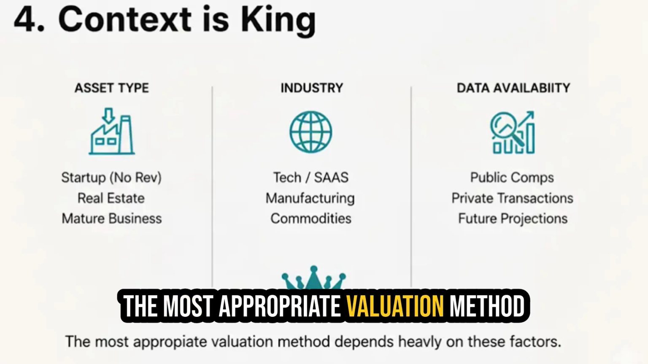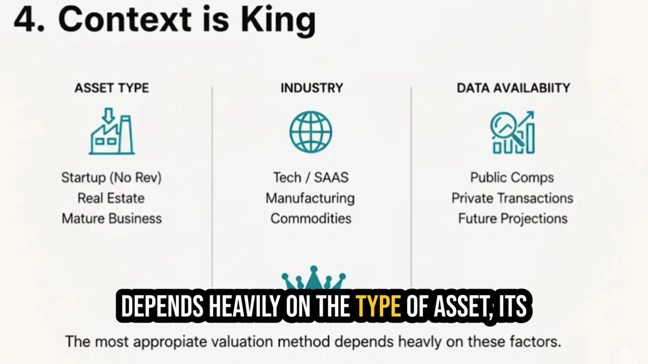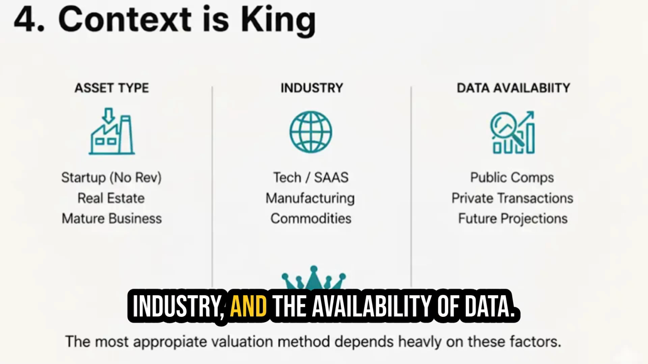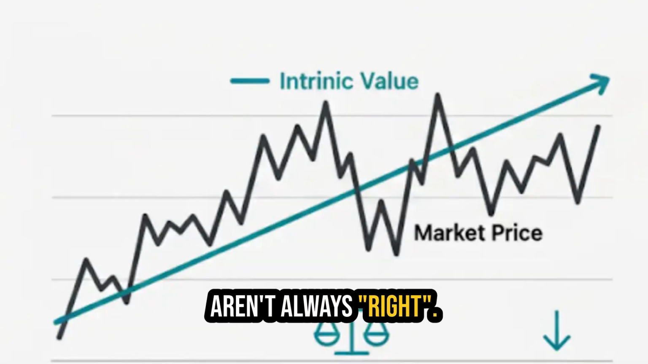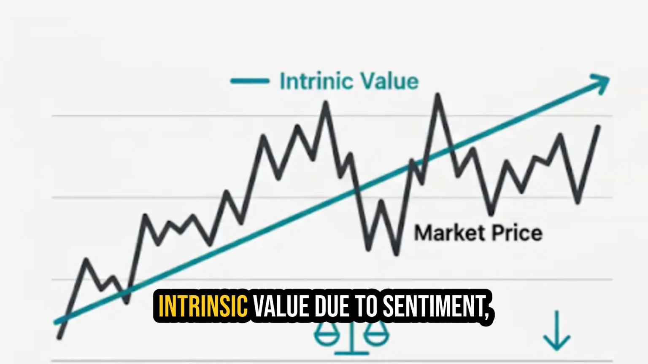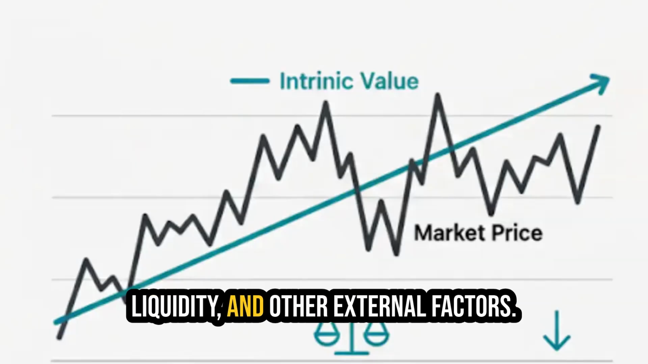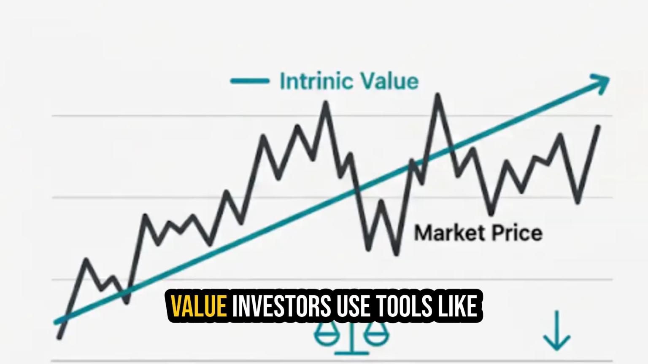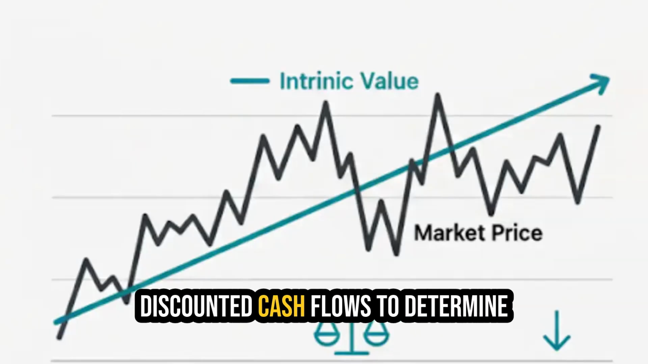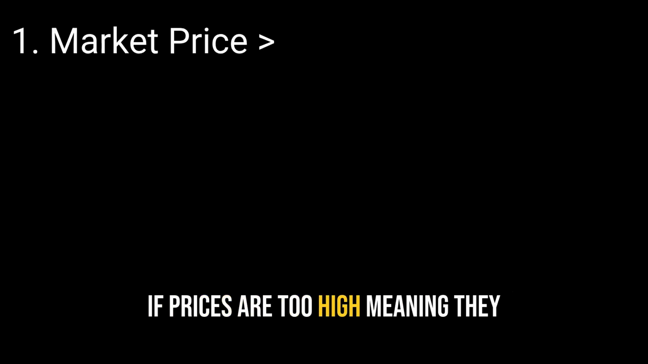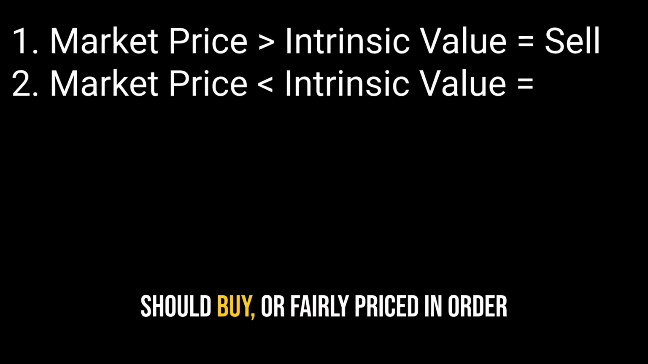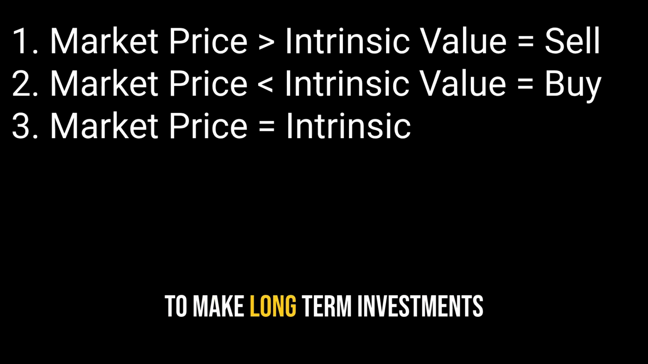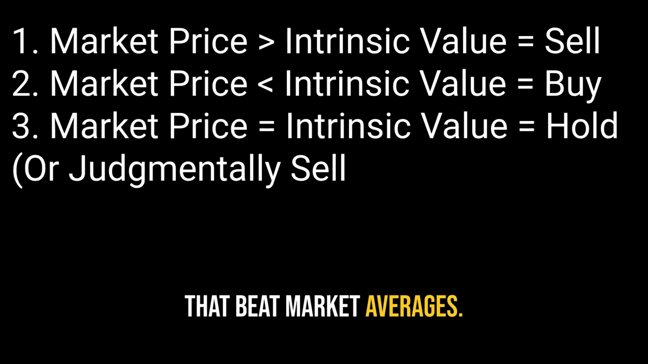The most appropriate valuation method depends heavily on the type of asset, its industry, and the availability of data. Fifth, that markets aren't always right. Market prices can diverge from intrinsic value due to sentiment, liquidity, and other external factors. Value investors use tools like discounted cash flows to determine if prices are too high, meaning they should sell, too low, meaning they should buy, or fairly priced in order to make long-term investments that beat market averages.